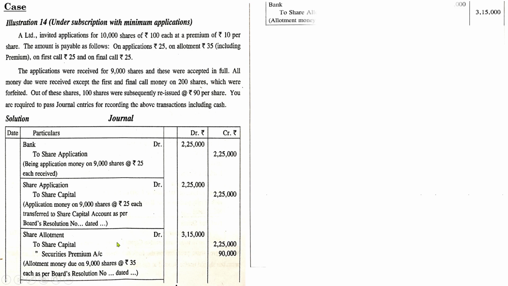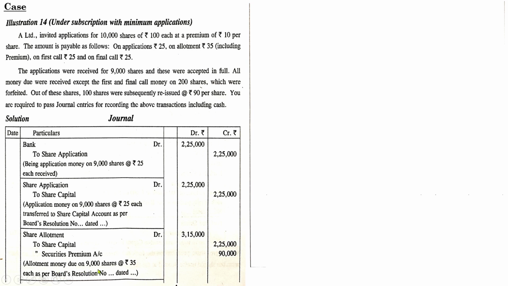25 into 9,000, you will get 2,25,000. Here securities premium is rupees 10 on how many shares? 9,000 shares. So 10 into 9,000, 90,000. If you add these two amounts together, you will get the total amount to be collected from share allotment, 3,15,000.